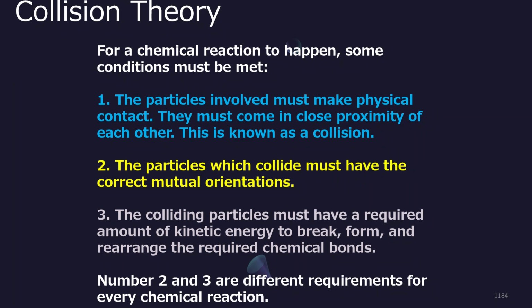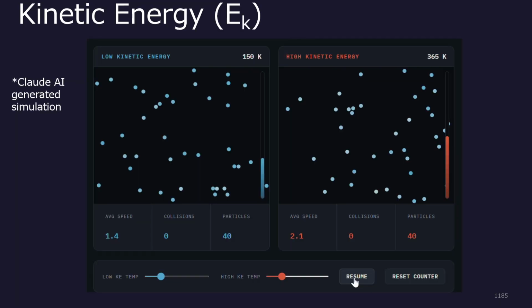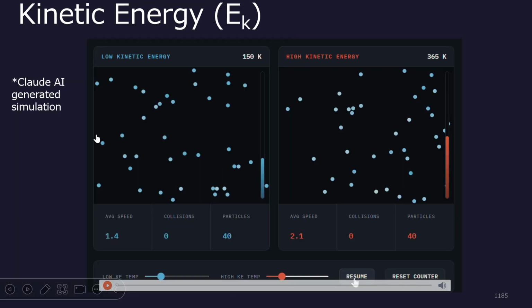Okay, what else can we say? I want to show you some models of this. So I think this will show you collisions based on kinetic energy. On the left side, when I start this little simulation video, our particles are at 150K, so that's fairly low. And then more than double that, 365K, so we should see the right side particles moving a lot more. And then you can count the collisions.